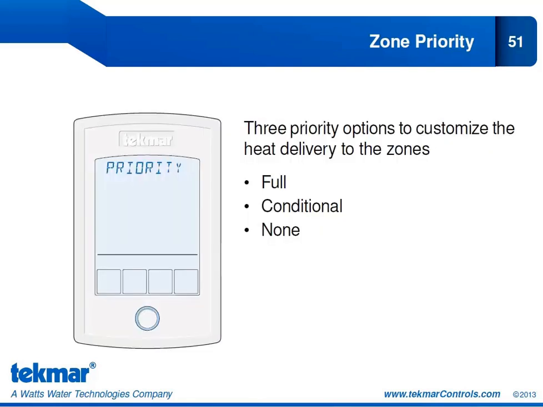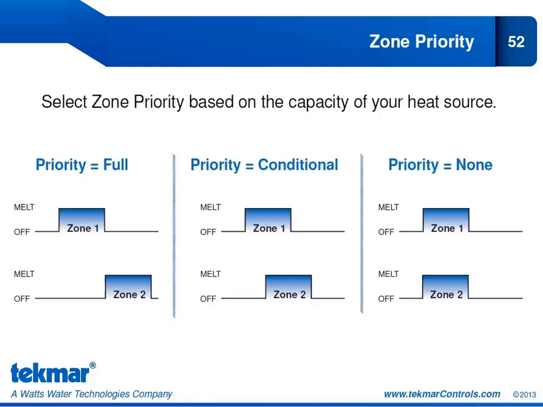Zone priority is something we need to configure when we're talking about these multi-zone systems. And we need to specify zone priority because our heat source may not have enough capacity to enter into melt cycles for all of our zones simultaneously. So zone priority is a way of customizing the operation of the snowmelt for multi-zone systems depending on the capacity of the heat source. Now we have 3 levels. Those levels are full, conditional, and none. And we'll look at those on the next slide.